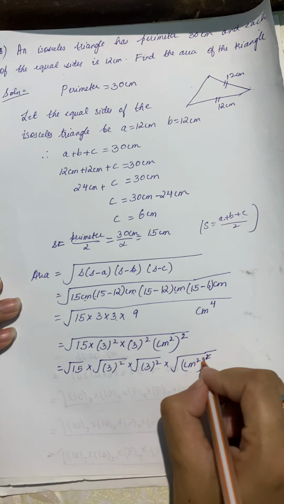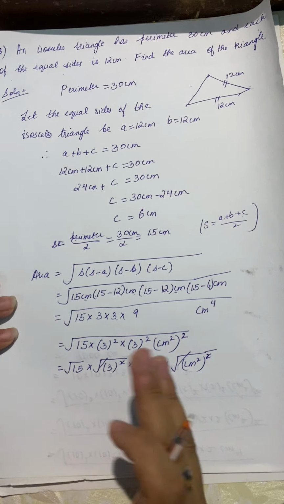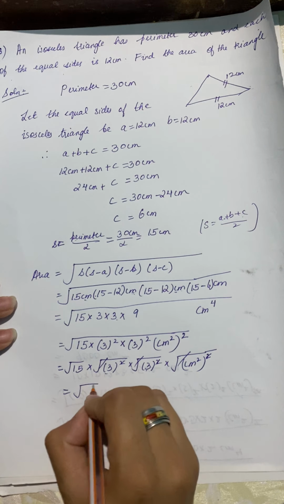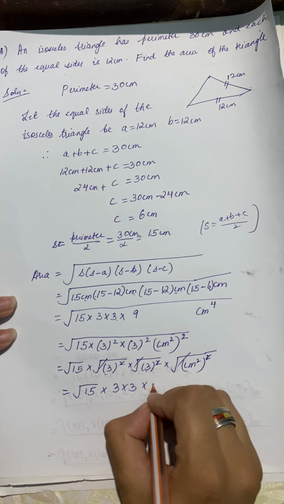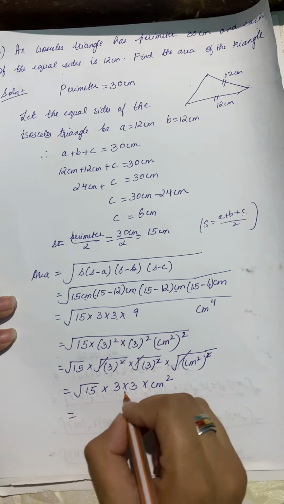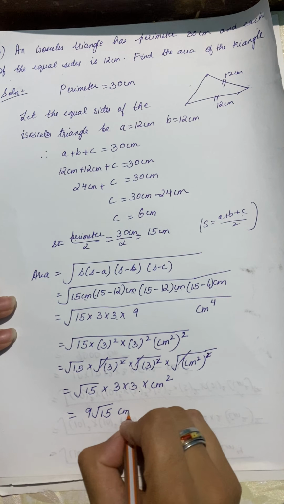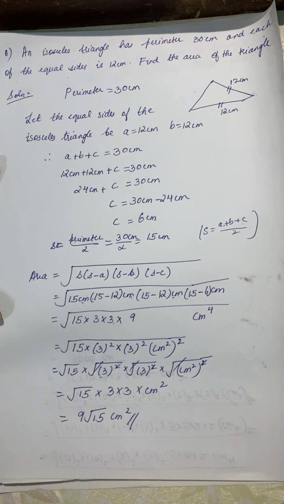So this, you're cancelling this. 15, you cannot cancel because 15 is not the square of any number, right? So 3 into 3. So what are you left with? 15 into 3 into 3 into centimeter square. So 3 into 3 would be 9 root 15 centimeter square. Clear with this? This is the given answer, okay? For question number 6.